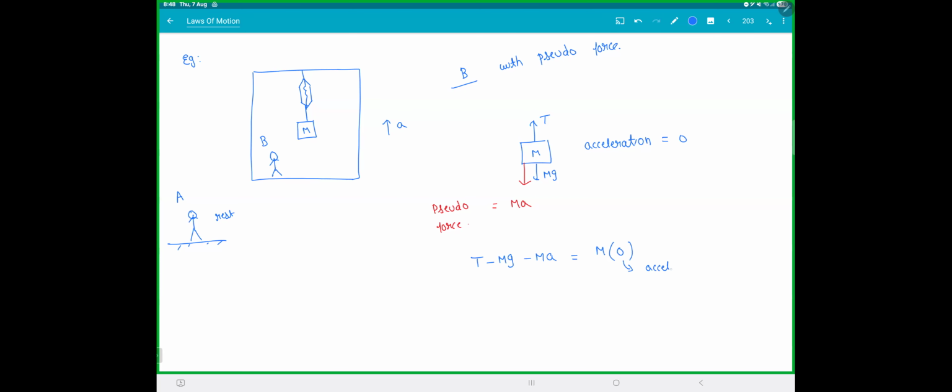Just because you use pseudo force doesn't mean he will think the block is moving. It is still at rest. Now he gets the equation T is equal to mg plus ma, which is right. Suddenly the equations start becoming right. Are you clear with this?